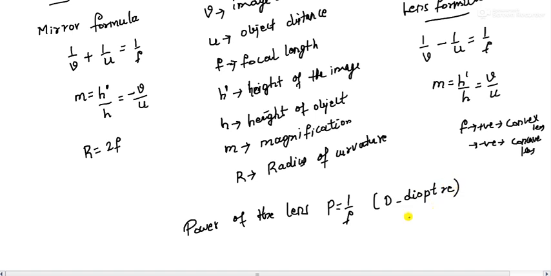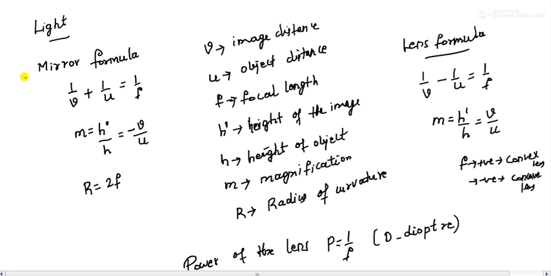So these many formulas are there from this chapter. I will name them 1, 2, 3, 4, 5 and this is 6. And once again this V, U, F, H dash, M and all refer to the same.